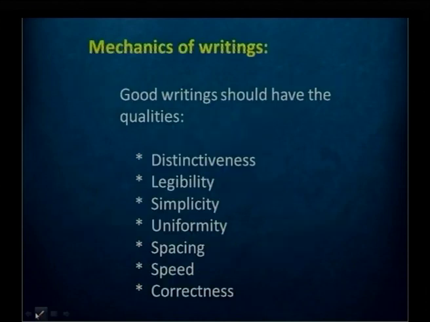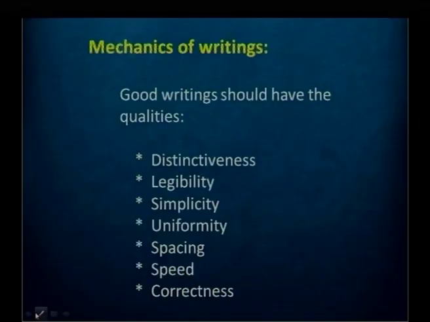So, to write effectively, we have to follow certain mechanics of writing. Good writing should have qualities like distinctiveness, legibility, simplicity, uniformity, spacing, speed and correctness. These are the mechanics which we have to follow as a writer.